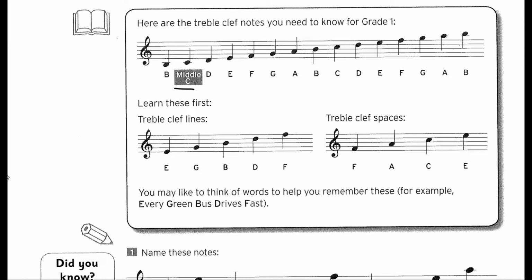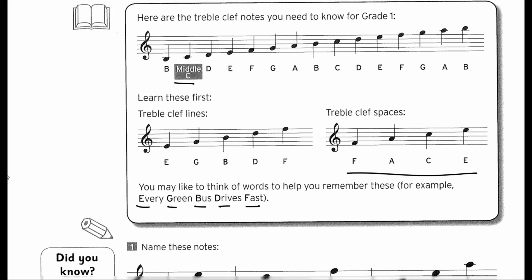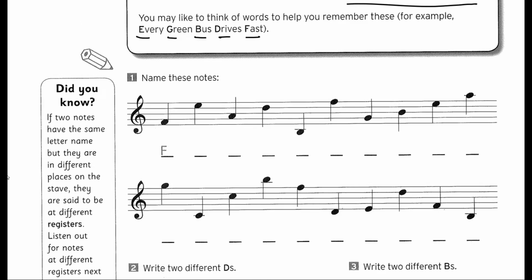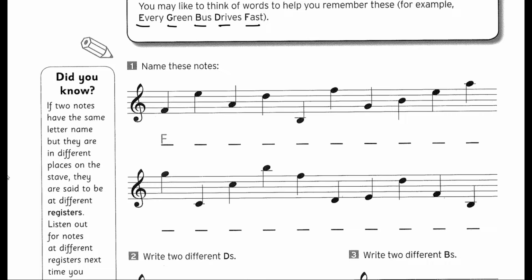This is the formula to remember your notes on treble clef: every, green, bus, drives, fast, and face. This is the best way to remember the notes on your treble clef. So try to remember them. Revise them for 2 minutes and then you can move to the first exercise. Here we have to write down the notes, so let's do it.